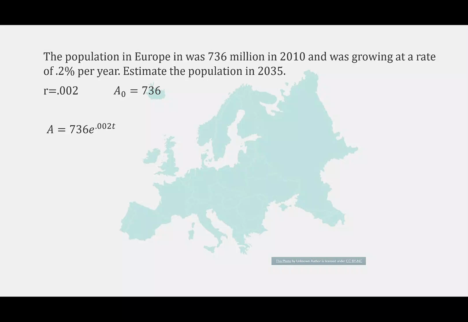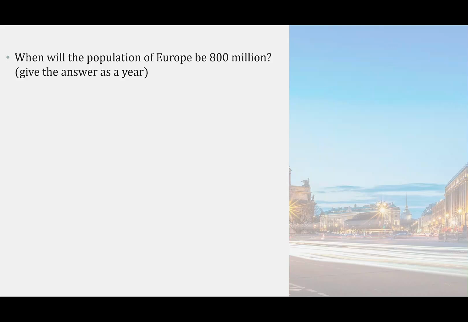t will be the number of years between 2035 and 2010. That means t is 2035 minus 2010, which is 25. Now I can plug the 25 into my equation, which gives me A is 736 e to the 0.002 times 25, which is about 773.74 million people. Using the same information, let's estimate when the population of Europe will be 800 million. We'll give our answer as a year.